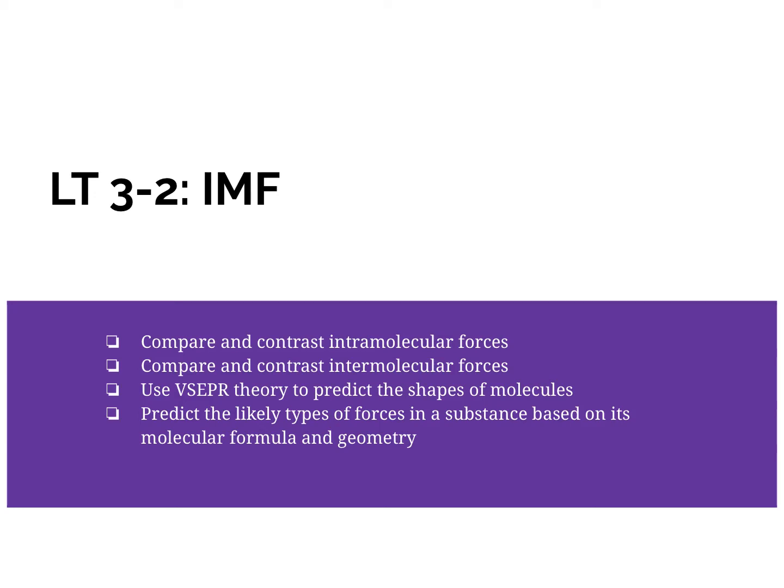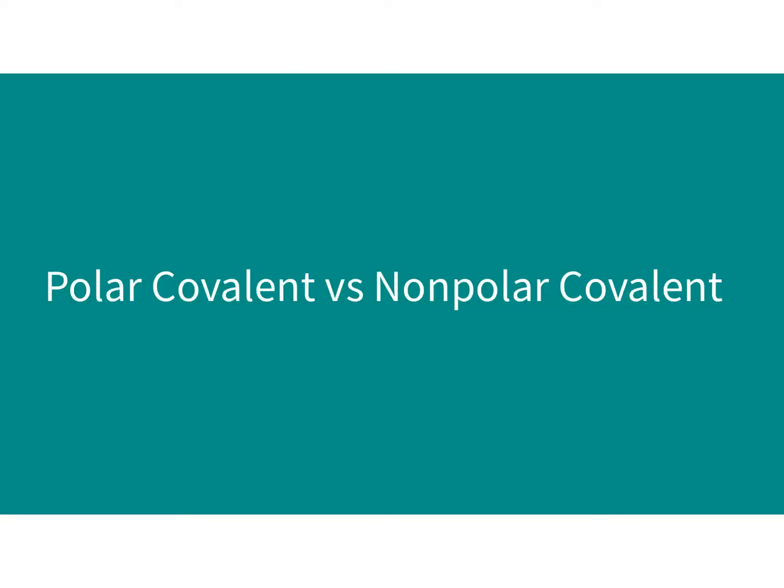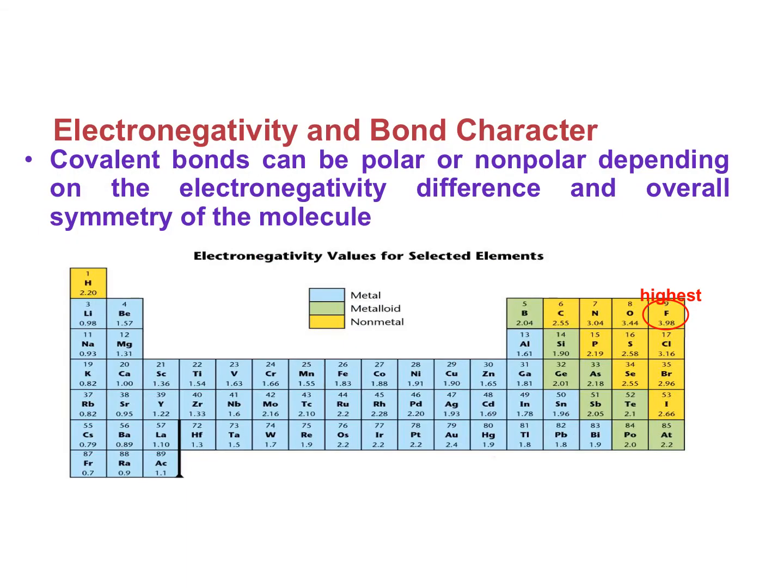All right, so now we're getting into the rest of Learning Target 3-2, and here are all of our learning goals. So we've been talking about covalent bonding. Now we're going to talk about the difference between polar and nonpolar covalent bonds. So we know that a molecule is one or more atoms that are linked together, and covalent bonds are between two nonmetals. Covalent bonds can be polar or nonpolar depending on the electronegativity difference and overall symmetry of the molecule.